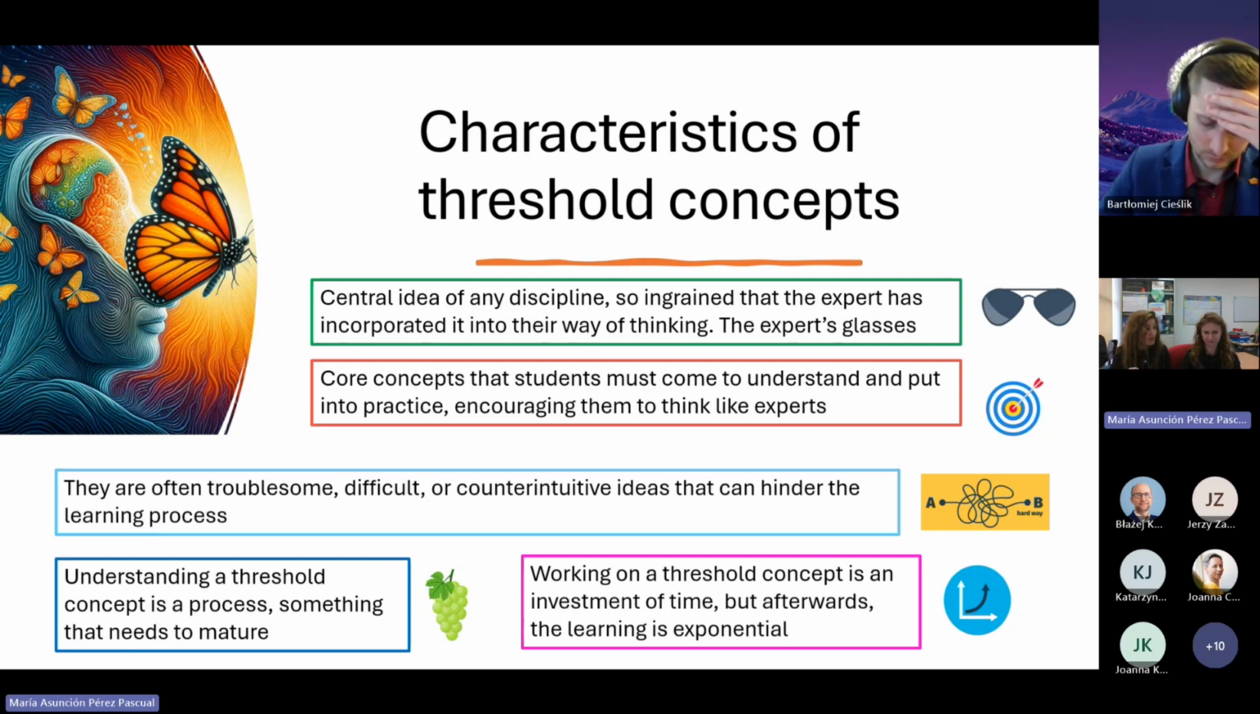There are alternative conceptions that are very, very persistent, because students have their own alternative conceptions in their minds and they always come out. So it's a process. It's something that needs to mature. It needs time. It's not a single lesson. It's not a two-week lesson. It's something that needs to be worked on throughout the semester, and even in several semesters, in several subjects.